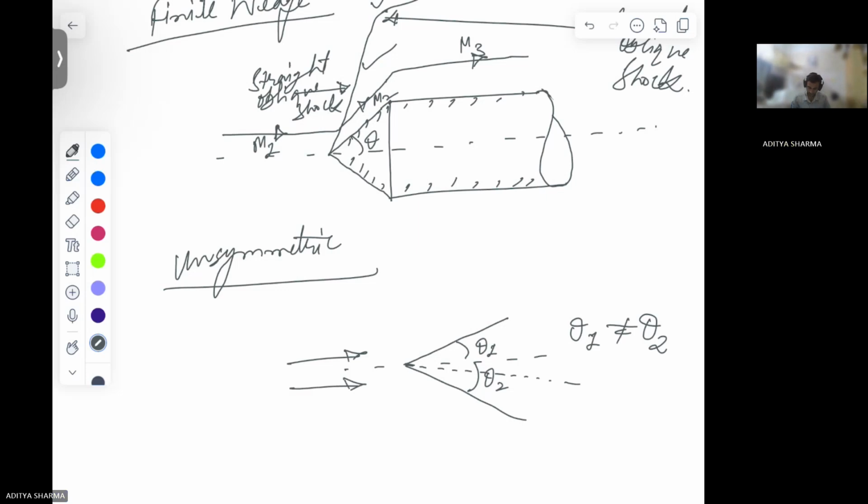But then if the flow is in such direction at some angle of attack that these two deflection angles become same, in that case, these oblique shocks that we are going to get, they are going to be same nature. Okay, so this is about unsymmetric wedge.